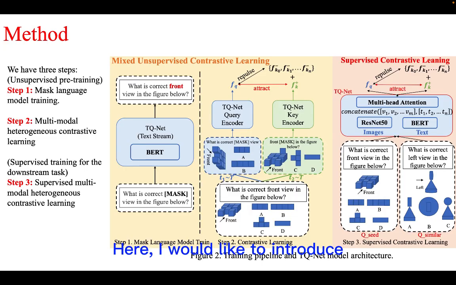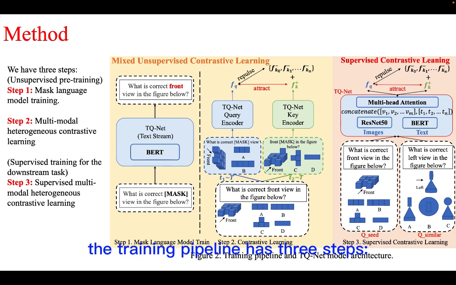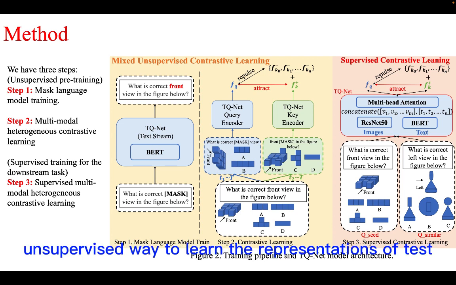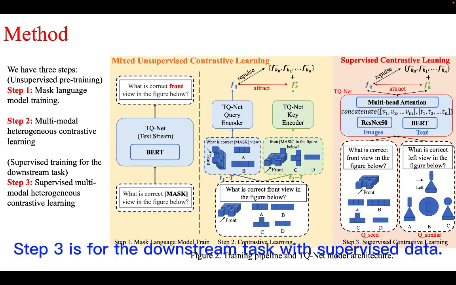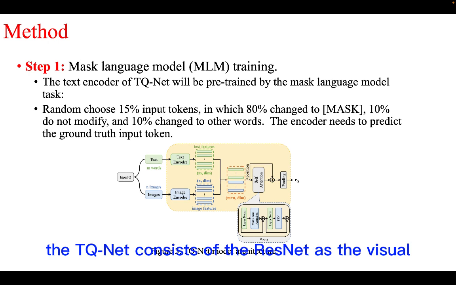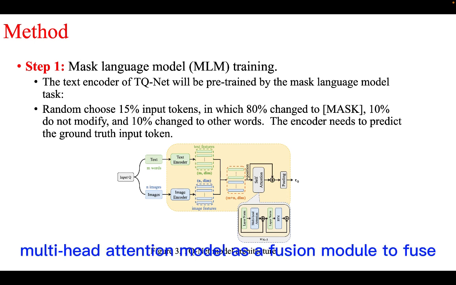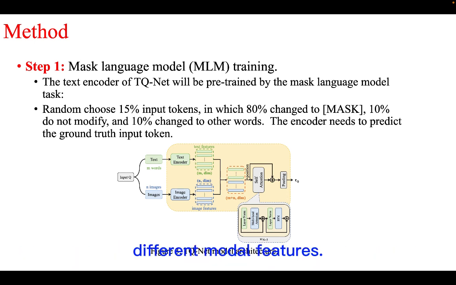Here, I would like to introduce our training pipeline and model architecture. The training pipeline has 3 steps. In step 1 and step 2, the network employs an unsupervised way to learn the representation of test questions. Step 3 is for the downstream task with supervised data. As shown in Figure 3, TQNet consists of ResNet as a visual encoder, BERT as a text encoder, and a multi-head attention module as a fusion model to fuse different modal features.